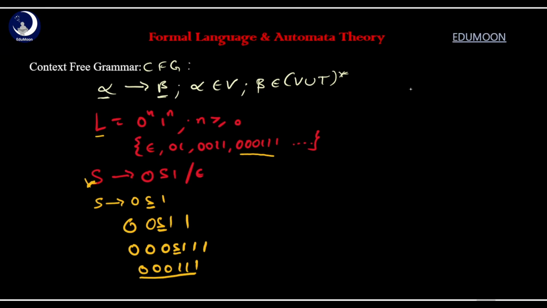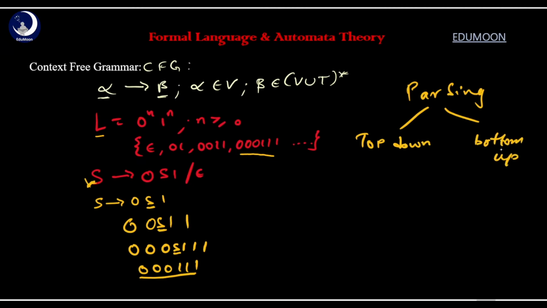This is how we generate a string from the given grammar, and this is what we call a parsing technique. There are two types of parsing techniques we discuss here. The first one is top down, the next one is bottom up. For the grammar you have just seen, the string is generated using the grammar. We started with the starting symbol S and came to the string. This is called the top down approach.